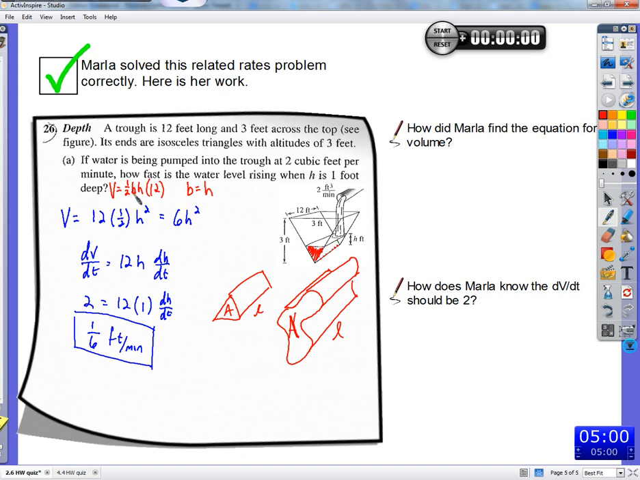I should say base times height. Okay? And the only difference between this and this is that we notice that B and H are the same. Because the full trough, the whole trough, is 3 feet across, that's the base. We're looking at it kind of upside down, right? And here's the height, is also 3 feet. So any other smaller triangle will be proportional to that, and the base and height will be the same. That makes sense. Okay. And so 12 times 1/2 is 6, so 6h squared.